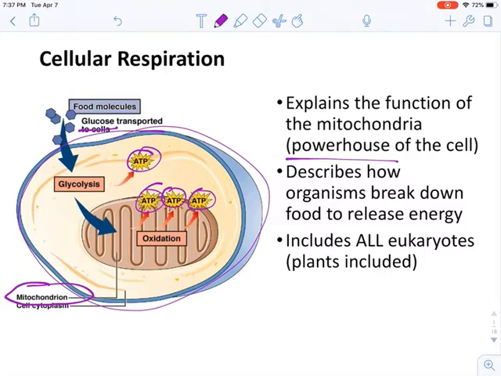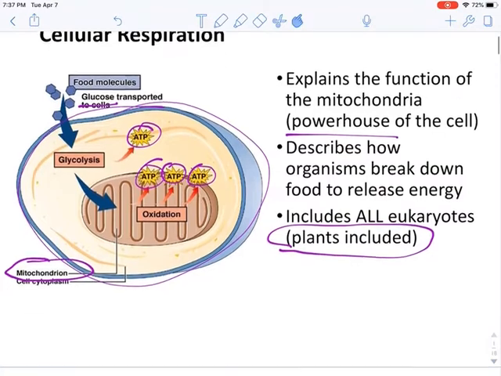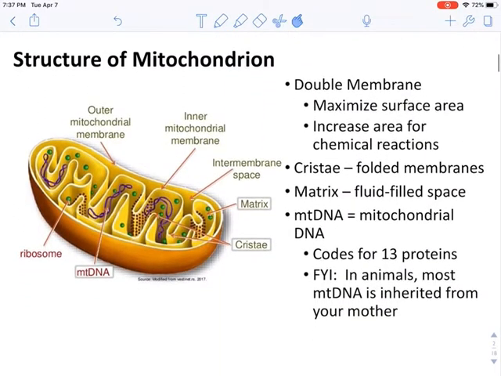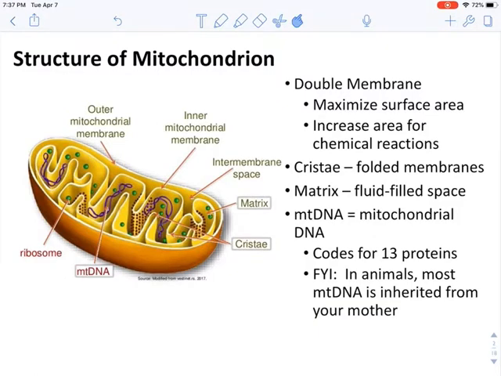Just keep in mind, really importantly, that plants do this as well. Plants do both photosynthesis and respiration, whereas animals like us only do respiration. We have to get our food from other sources because we are heterotrophs. Okay, so I'm going to walk you through the steps of how it actually generates the energy.